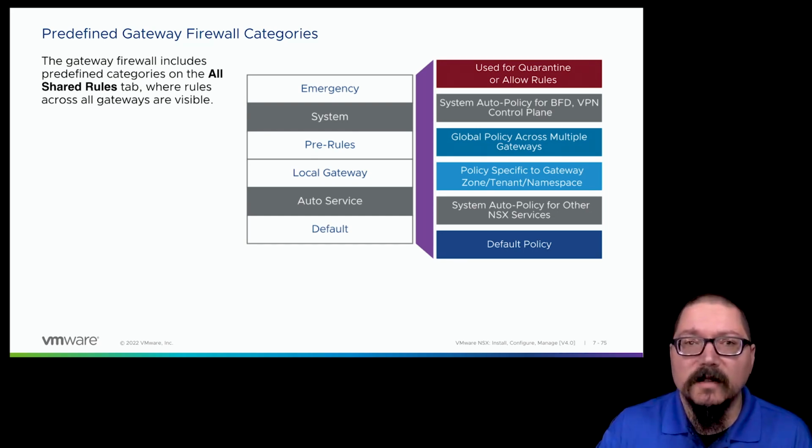The gateway firewall also has a number of categories very similar to what we're looking at with the distributed firewall, right? The emergency category is what we're going to use for the exact same reason. We're going to put quarantine and other emergency rules in there, things that need to be processed first.